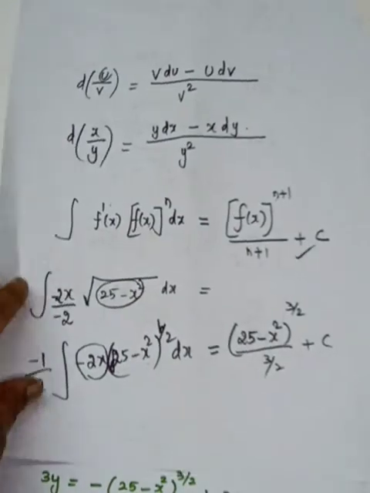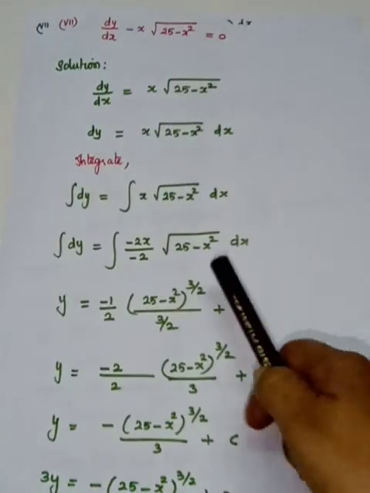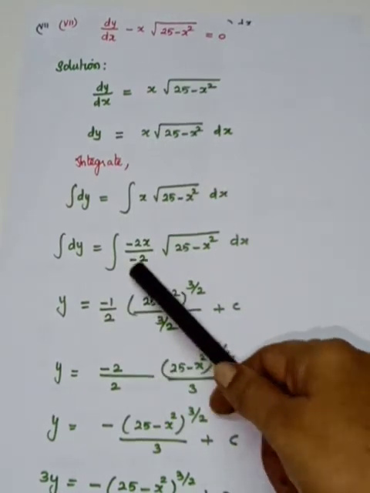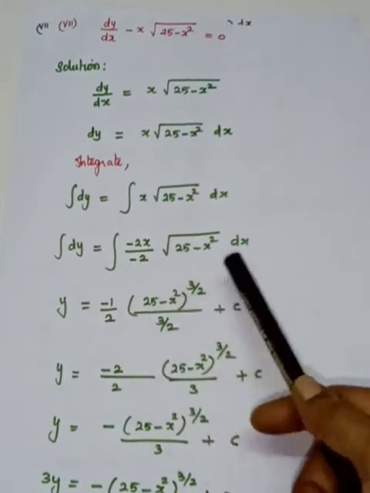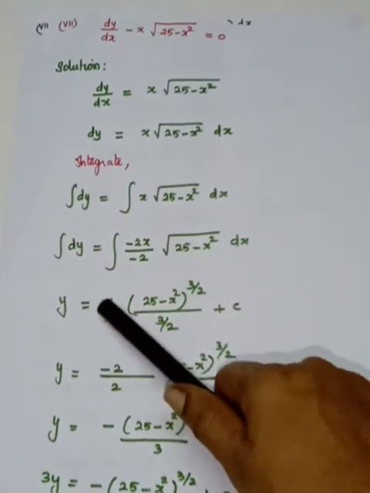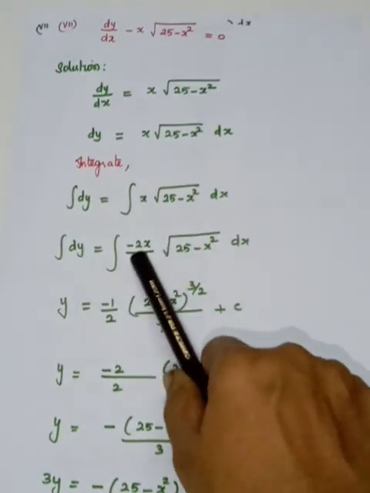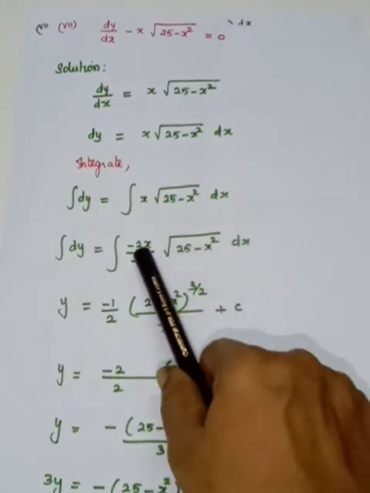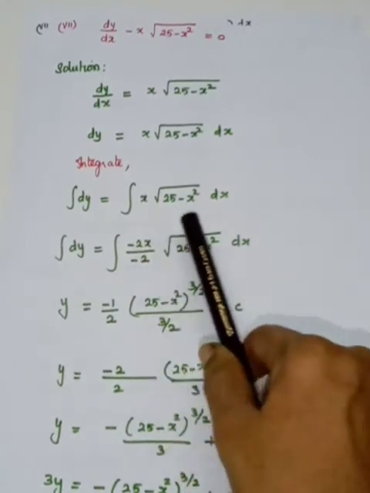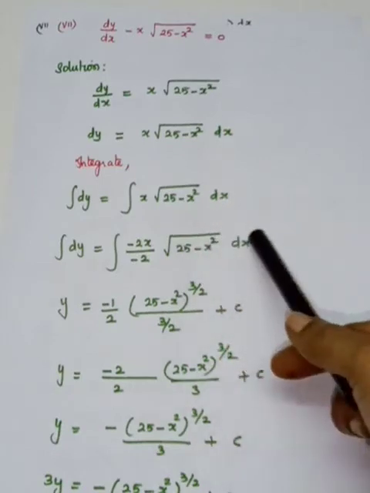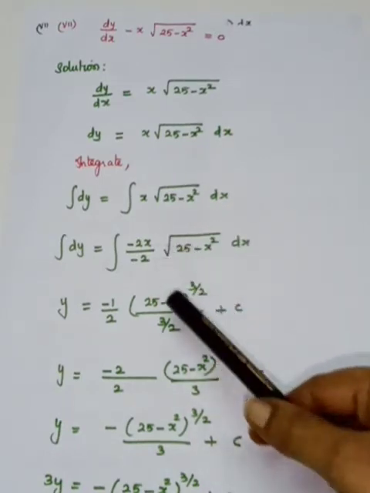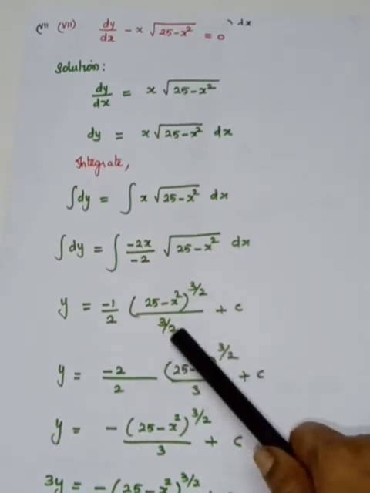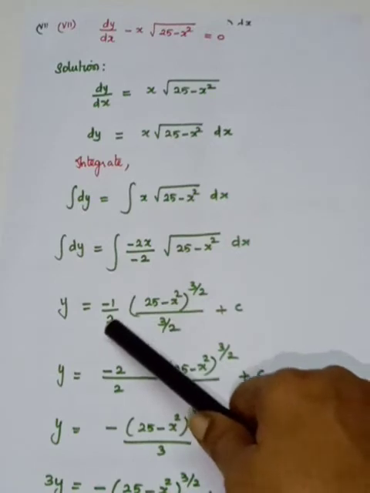So using this formula, you see here I have written minus 1 by 2. Why so? Because this minus 2 I have brought to the front. So it is minus 1 by 2. And minus 2x is nothing but the differentiation of 25 minus x squared, that is f dash of x. This is nothing but f of x the whole power n. Your n is half. So if you integrate, you will get this answer. What has to come? This 2 will go to the numerator and it is cancelled with this 2.